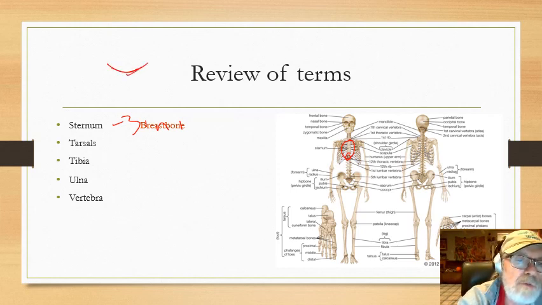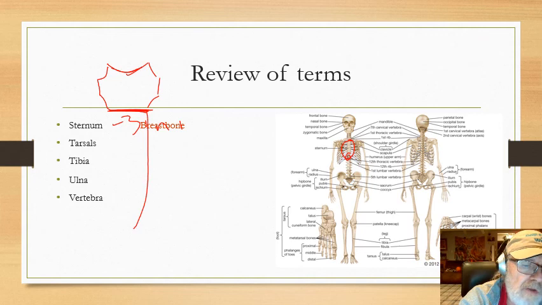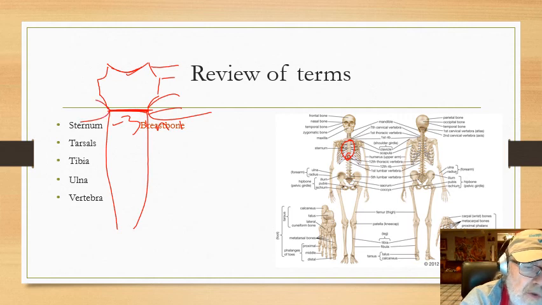That's the top of the manubrium. The manubrium comes down this way, and right here is the area where the manubrium meets what's called the body, which comes down here. The first rib will attach here, and the second rib attaches right where the manubrium meets the body, right at that area.